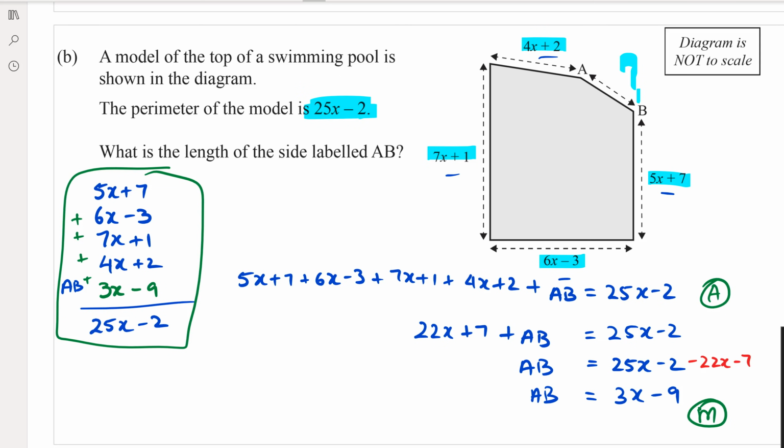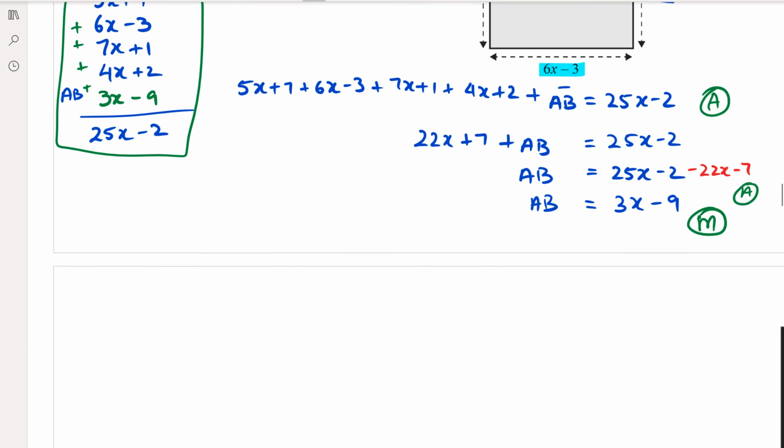So let's say, for example, you make a mistake, but then you get all the way to a wrong answer, you could get an achieved as well. Okay, let's go to the next question.